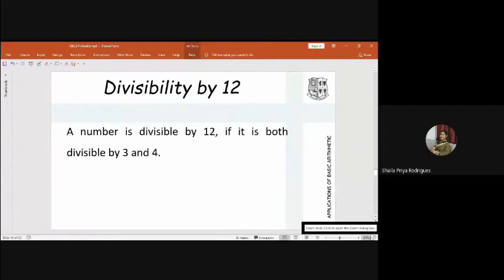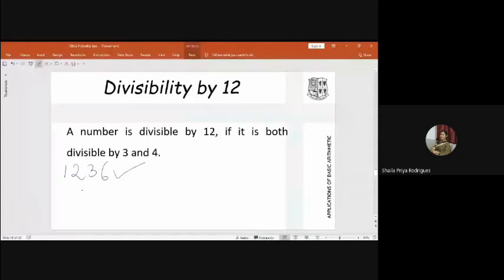Give me an example. A number which is divisible by 3 as well as 4. Since 36 is divisible by 4, this number is divisible by 4. Now check the sum. 1 plus 2, 3, 3 plus 3, 6, 6 plus 6, 12 is divisible by 3. Hence, this number is divisible by 12.